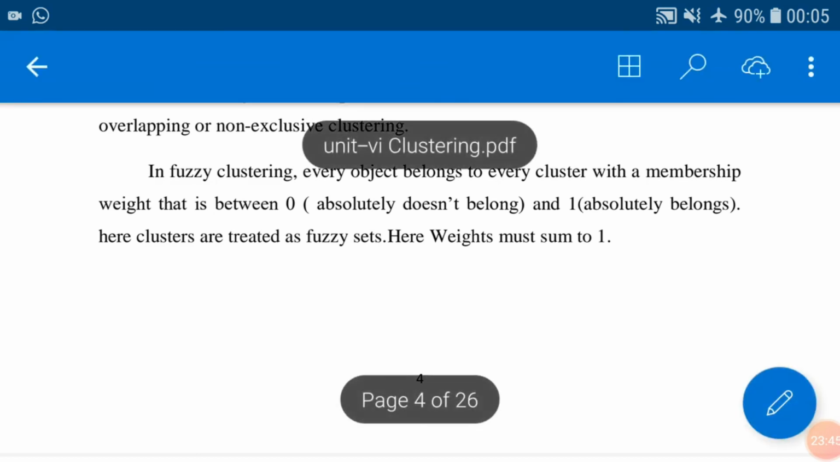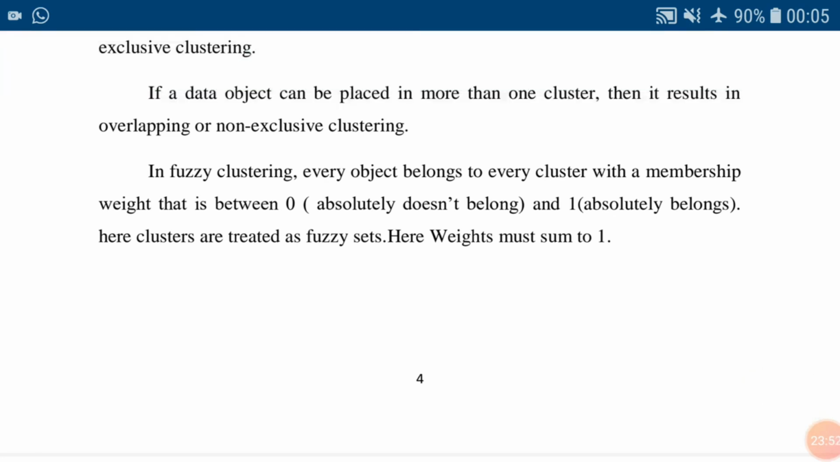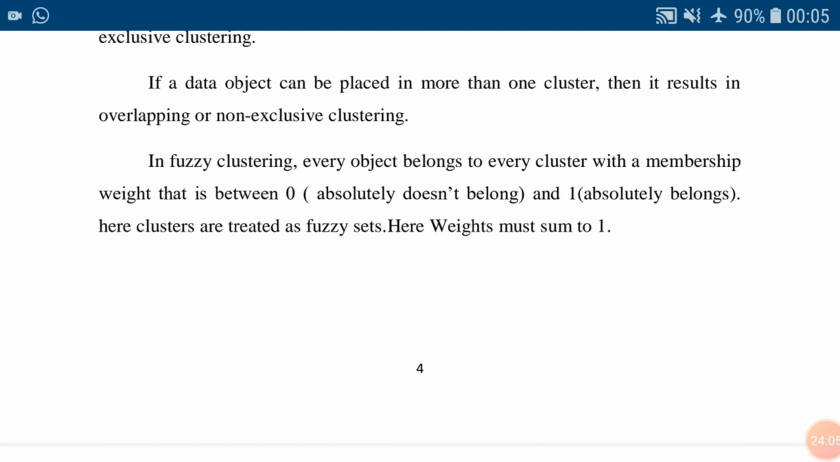But all elements must sum to 1. So 4 elements are there: the first element value 0.2, second element value 0.3, third element value 0.3, fourth element value 0.2. Then the total sum is equal to 1, so it comes under clustering, under fuzzy clustering.